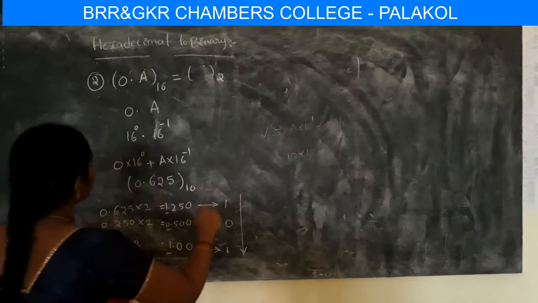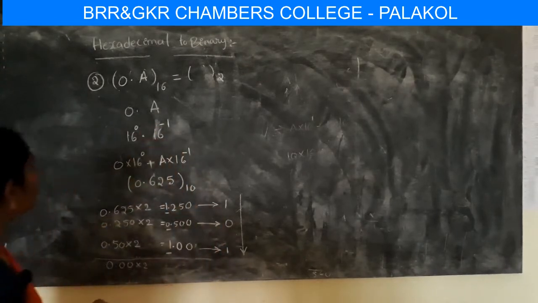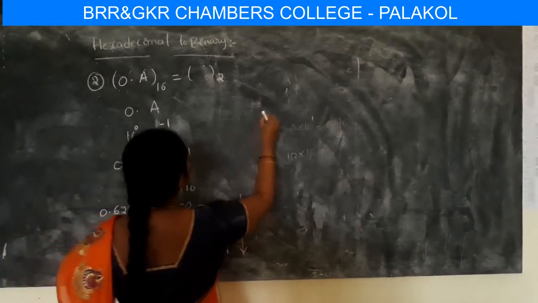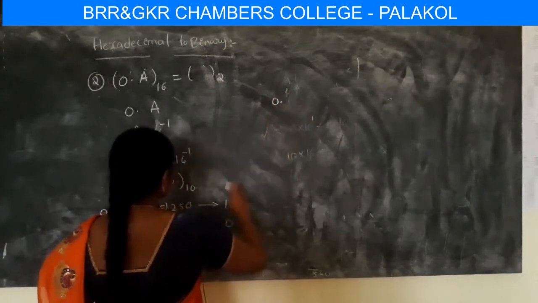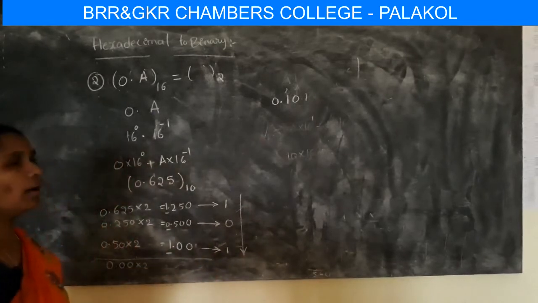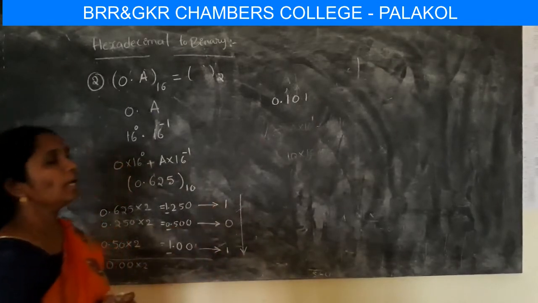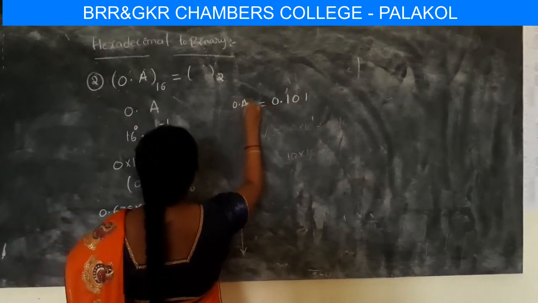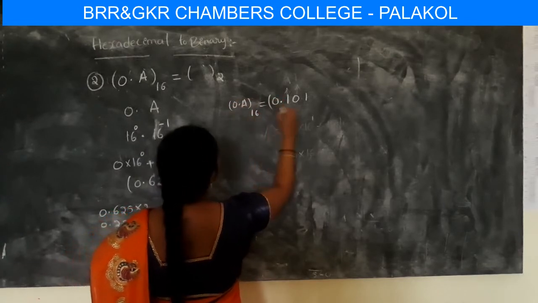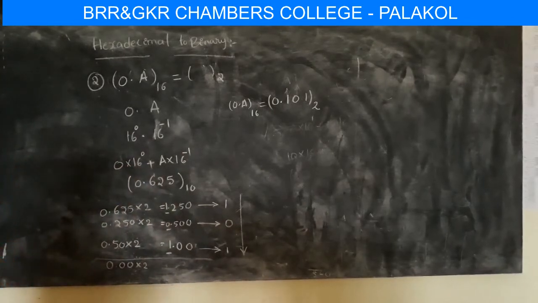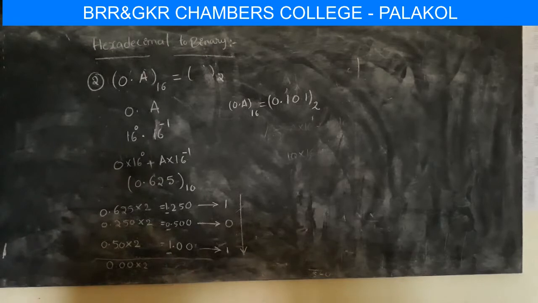Okay. So the final answer for this corresponding decimal value, that means the corresponding hexadecimal value, that is 0.101 is the corresponding binary value for this hexadecimal value, that is 0.A base 16. Okay. So this is the final value, and after that we will convert the hexadecimal to octal.